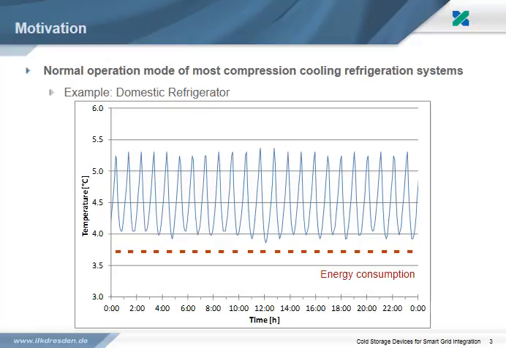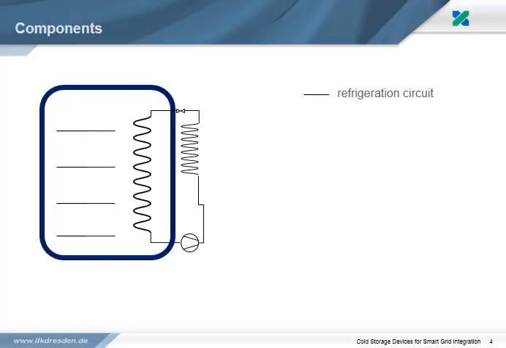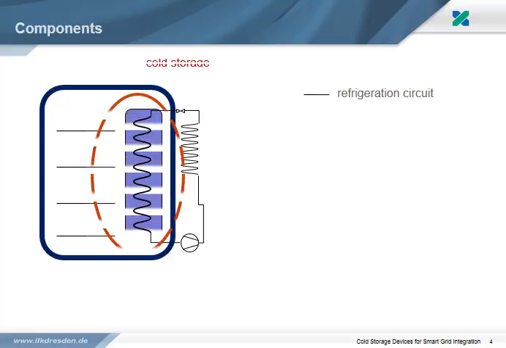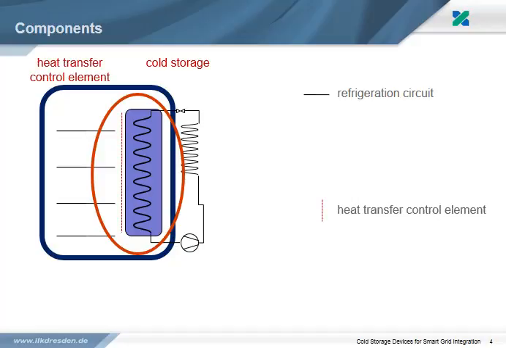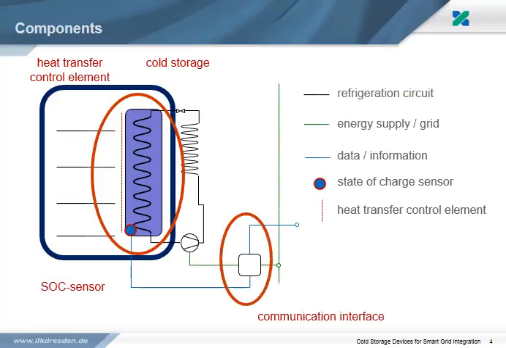Therefore, the question in one of our recent research projects was what technical precautions would be required to make the energy consumption of cooling systems more flexible in time. We started with a normal refrigeration system we didn't want to change very much. It consists of compressor, condenser, expansion valve, and evaporator. When we want to design a flexible cooling system, we need at first a cold storage. As a second component, we need a heat transfer control element. Explanations on this I give a little bit later. The third component we need is a state of charge sensor for the storage, and last but not least, a communication interface. The red marked components were subjects of our project.